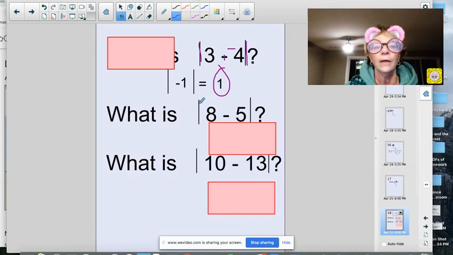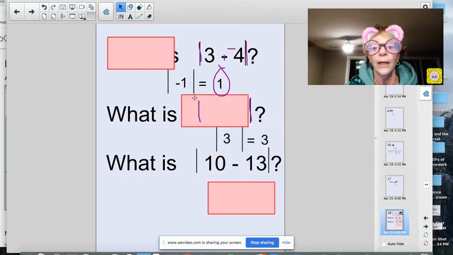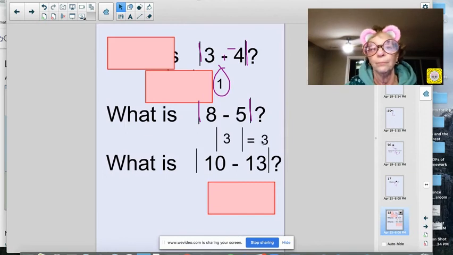All right, here's my parentheses. I know they're the absolute value bars. 8 minus 5, you all know the answer to that. The answer is 3, right? And what comes out? 3. Because everything comes out positively, even if it's positive already.